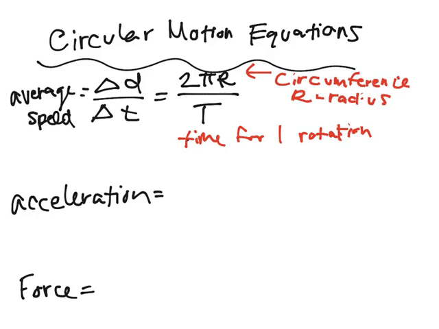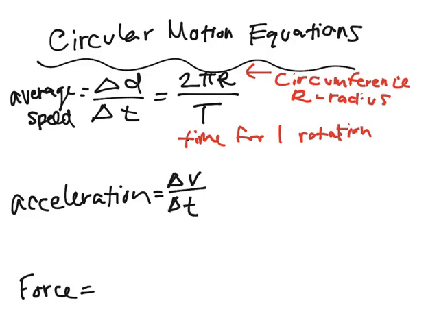So average speed is hopefully relatively intuitive for you. It's just your circumference, the distance traveled, over how long it takes you to go around that one distance, or one rotation. Acceleration is, remember, the change in speed or velocity over the change in time.